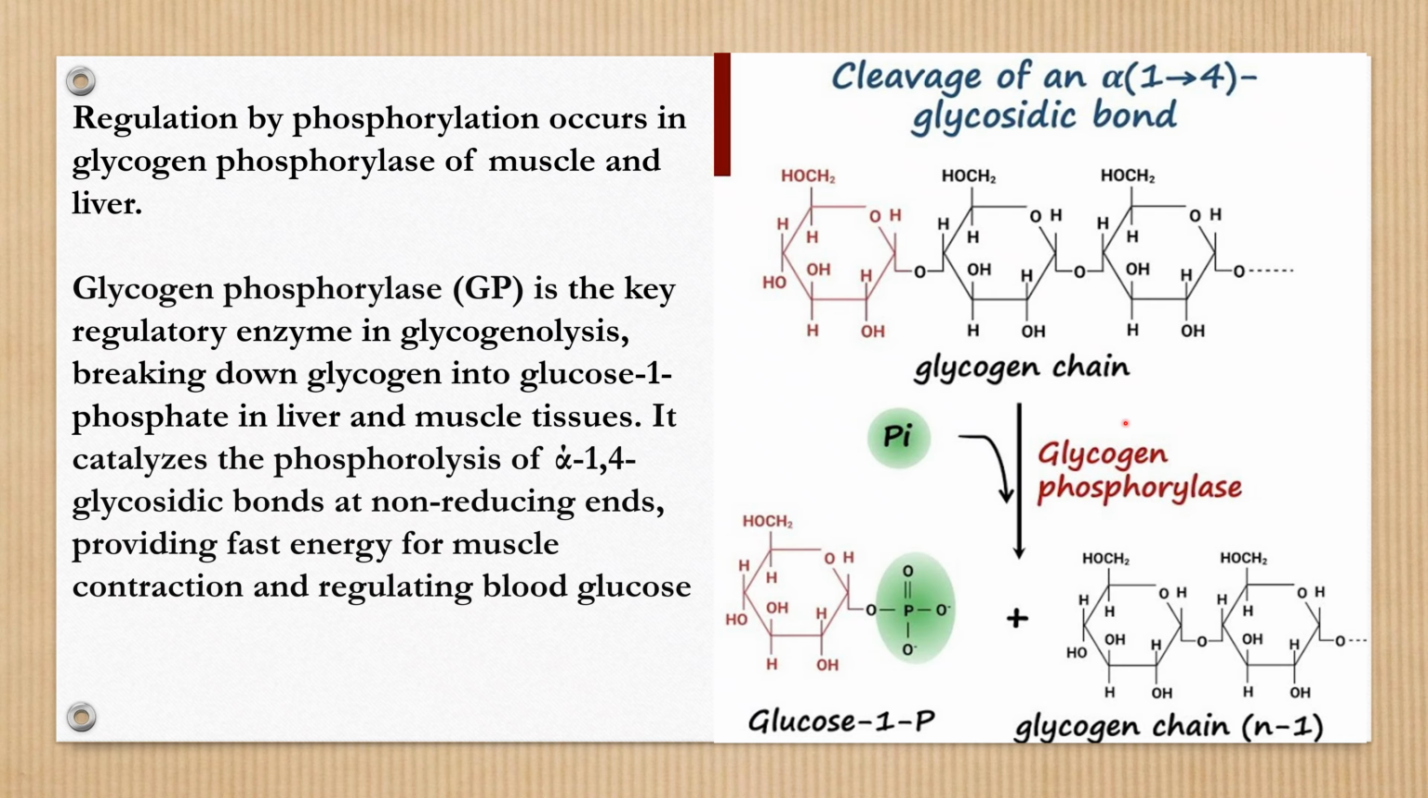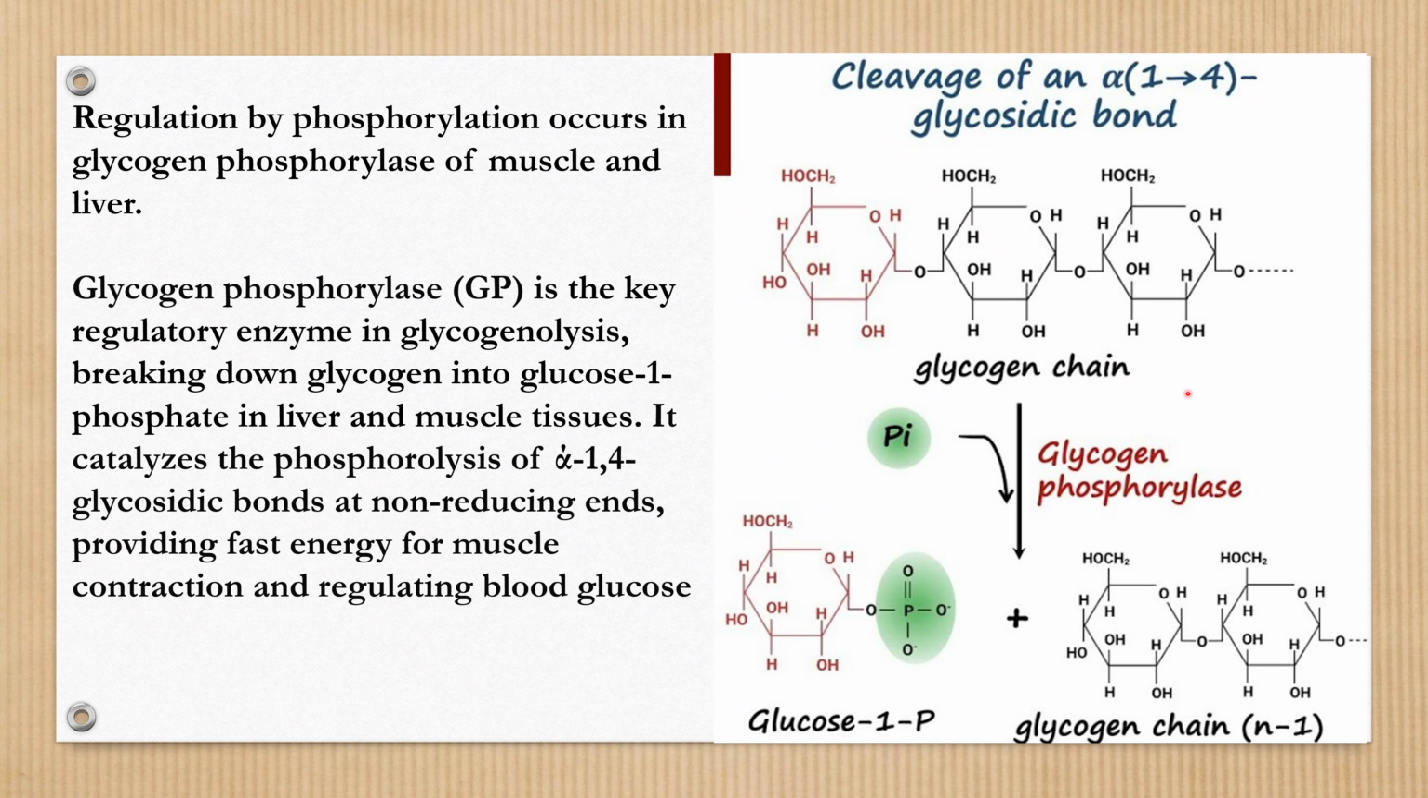Now what is this glycogen phosphorylase doing? It is breaking the alpha 1,4 glycosidic bond from the non-reducing end. Can you see this is the alpha 1,4 glycosidic bond? That bond is broken by glycogen phosphorylase to release one glucose in the form of glucose 1-phosphate and a glycogen chain where one glucose has been removed, that you can see as N-1.